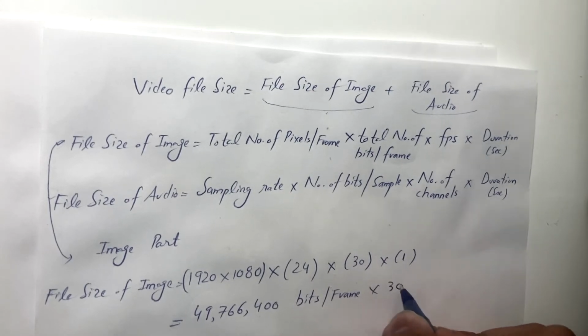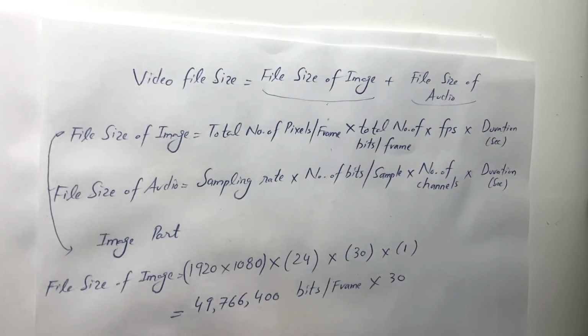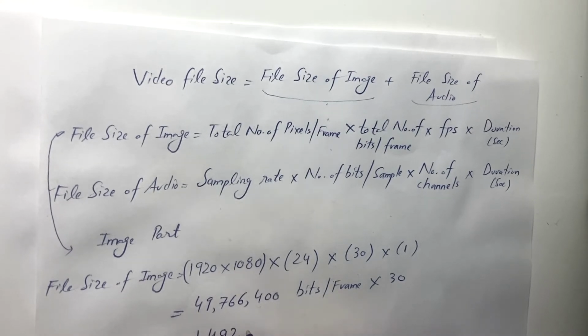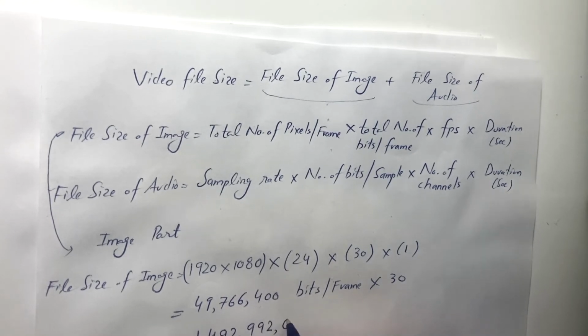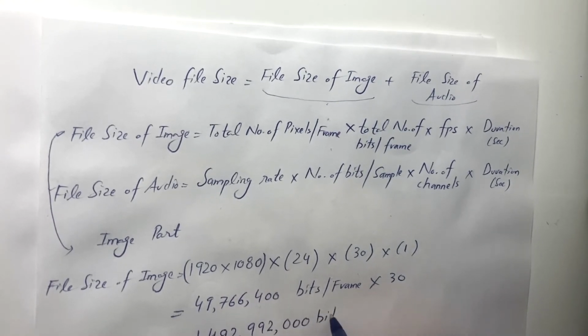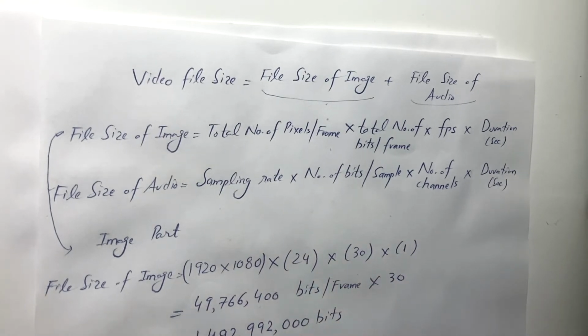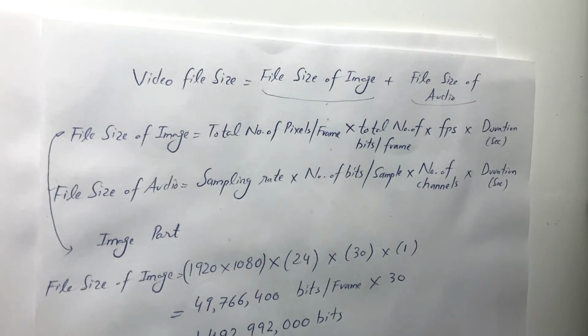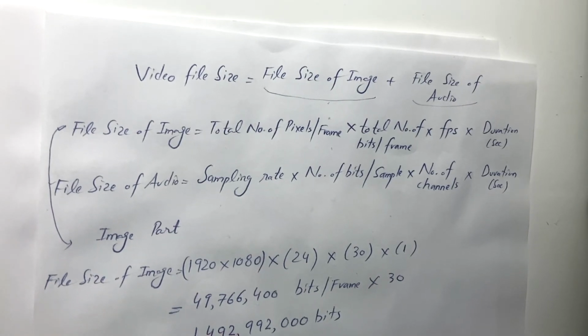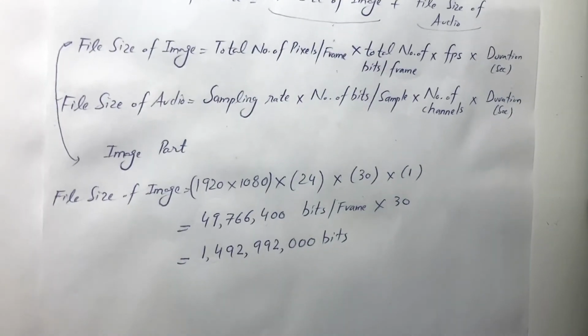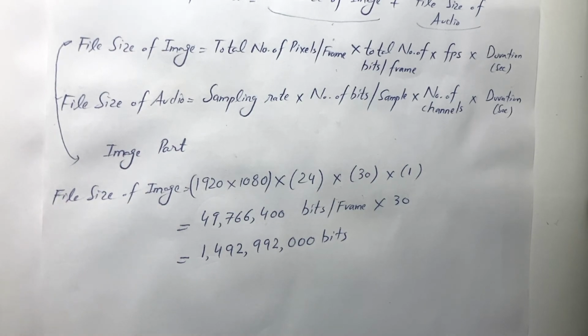Multiply with 30. If I multiply with 30, the final answer is going to be 1492992,000 bits. I just multiply step by step, so that's why I have this answer. Now this is basically the file size of the image part, like how many images are there in the video. This is a crazy big number of bits, so why don't we convert it into bytes?